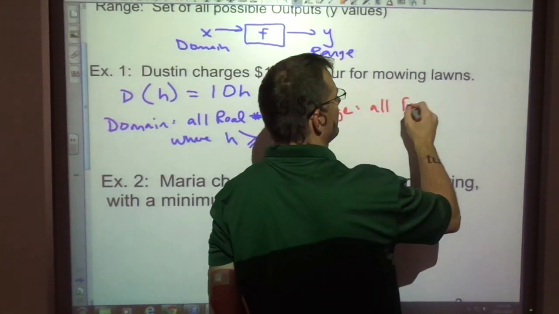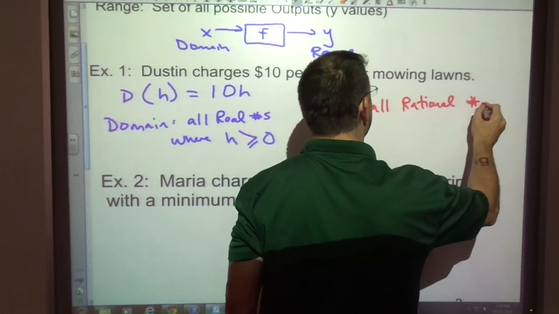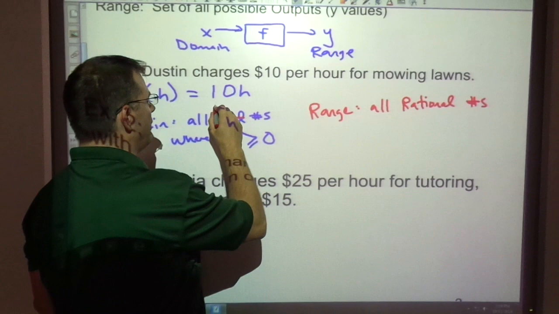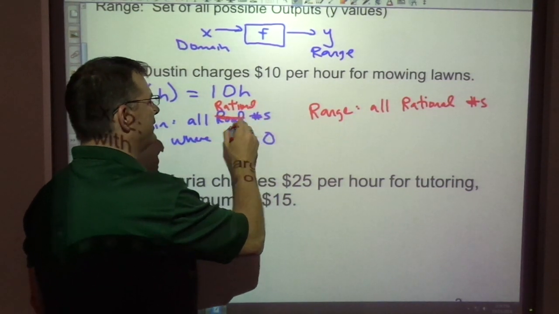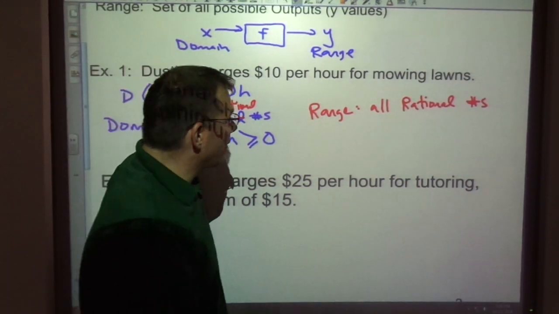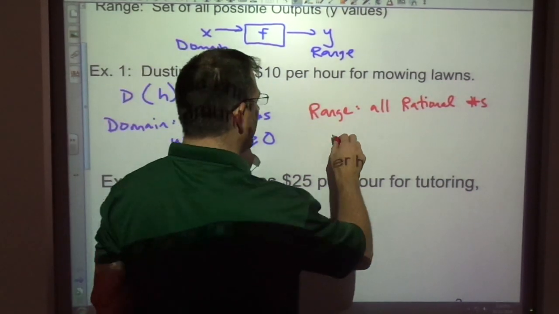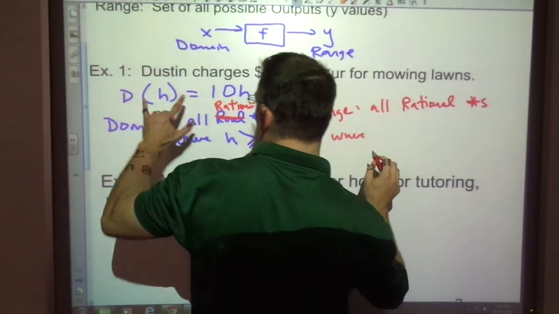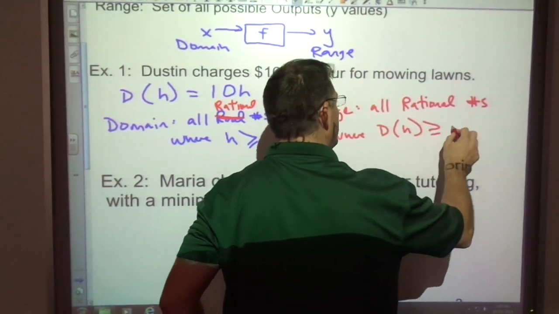Let's actually change that to rational. Let's change this to rational also. Because we wouldn't charge pi dollars an hour. Or we wouldn't work pi number of hours. All rational numbers where the function d of h is also greater than or equal to 0.